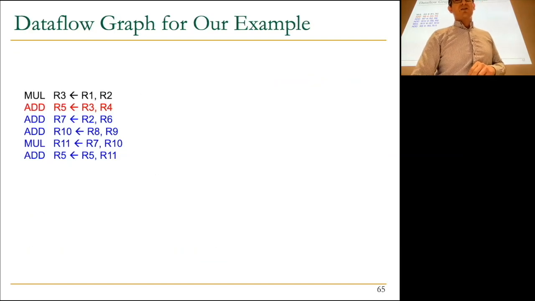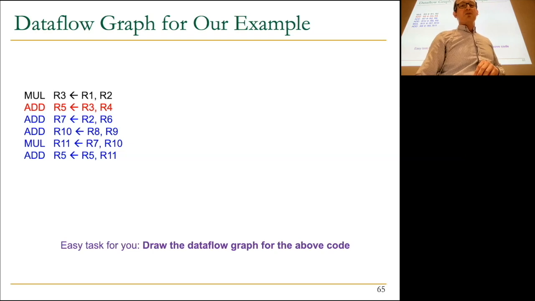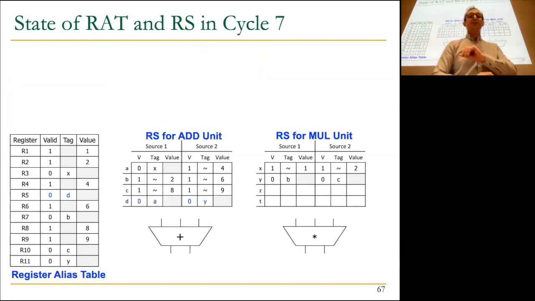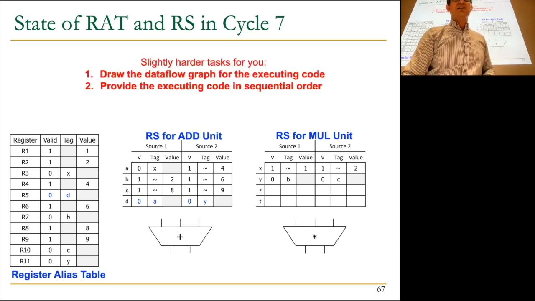Okay, so basically, this is our example. You can draw the data flow graph of this above code clearly, right? But when we come back from the break, I'm going to give you just this picture. We actually constructed this picture. This is in cycle 7. At the end of cycle 7, we have exactly this picture from earlier when we did the simulation. By just looking at this, you can construct the data flow graph.